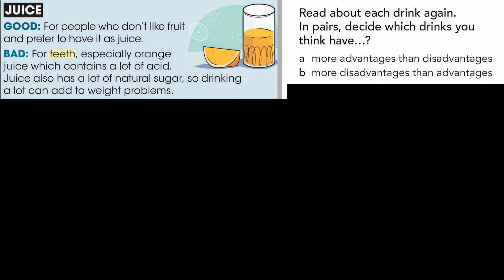Juice. Good. For people who don't like fruit and prefer to have it as juice. Bad. For teeth, especially orange juice, which contains a lot of acid. Juice also has a lot of natural sugar, so drinking a lot can add to weight problems.